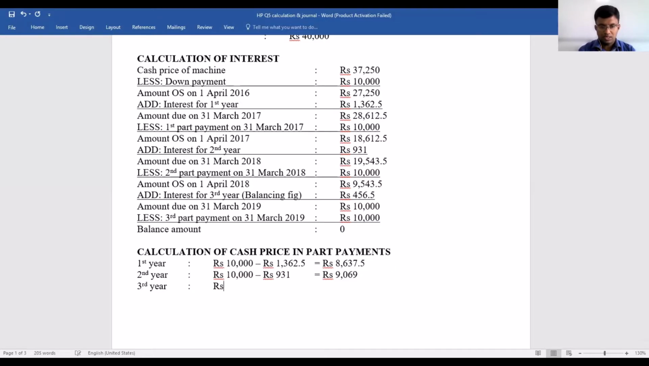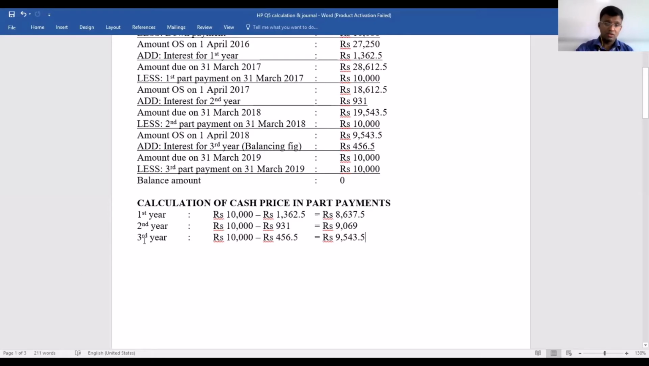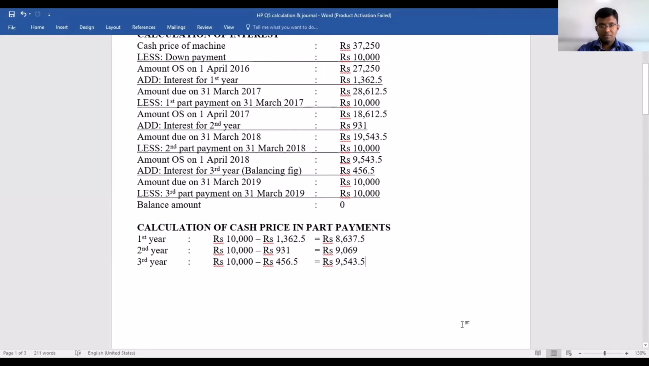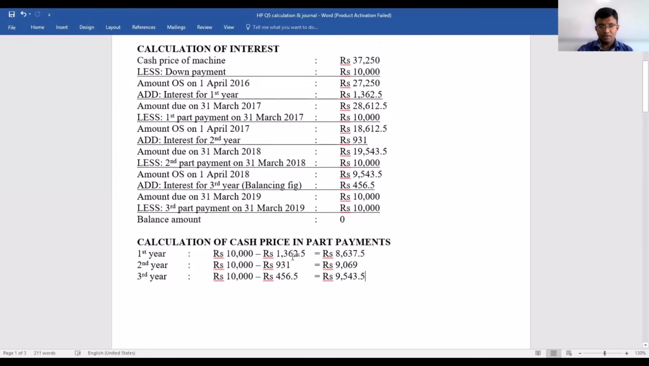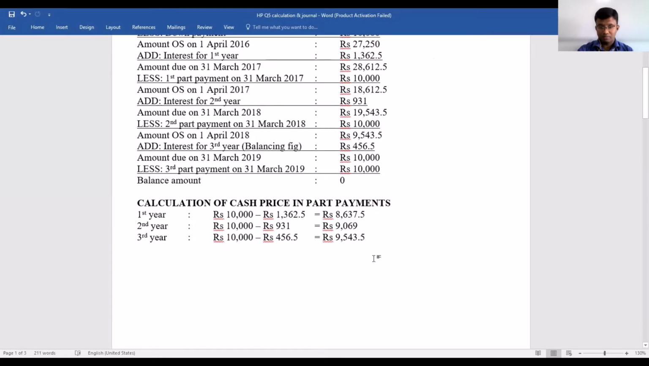Third year, it is rupees 10,000 minus rupees interest is 456.5. So what will happen is the cash price component would be 9,543.5. So this is your cash price component in the third year's part payment. So we have completed the calculation of interest. We have completed the calculation of cash price in the part payments.